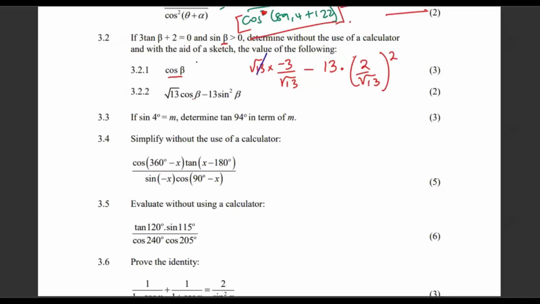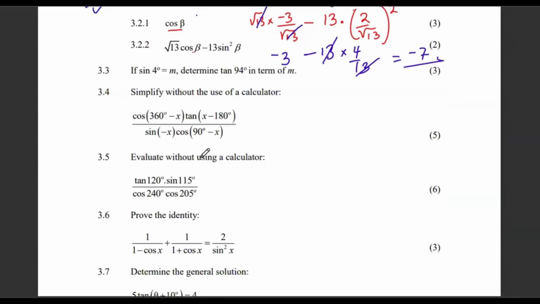This cancels that. We have a negative 3. And when you simplify that, we're going to have 13 times 4 over 13. This cancels this also. So minus 3 minus 4, which is a minus 7. Okay, so that is how 3.2 would have been approached. Get those 2 marks, please.